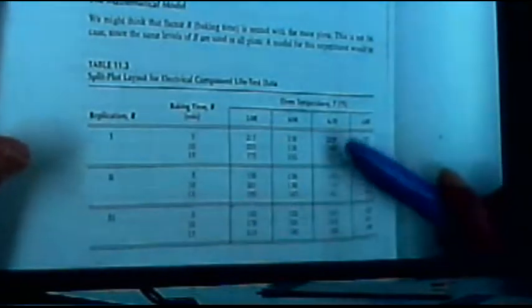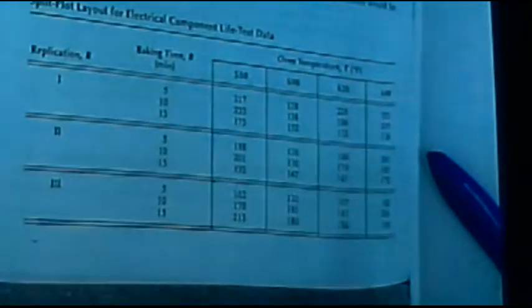And that finishes replication 1. Then we go to replication 2 and do the same thing all over again. And we do the same thing for replication 3 all over again. And so that's how this data might be generated. Okay.